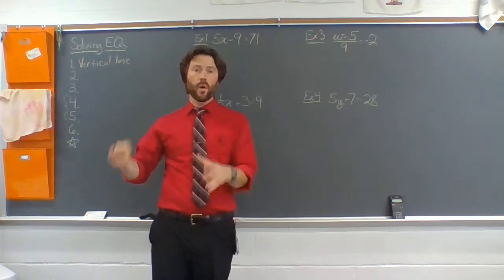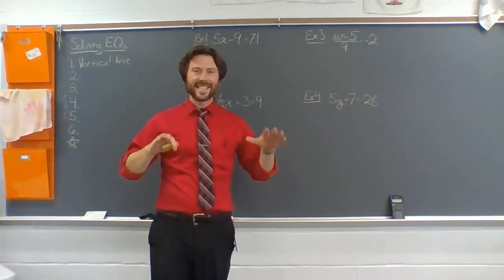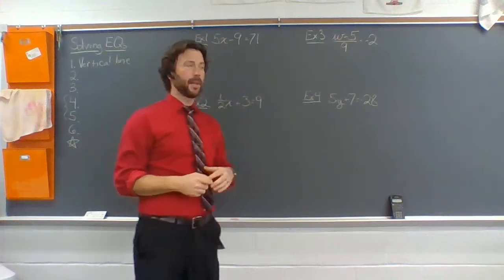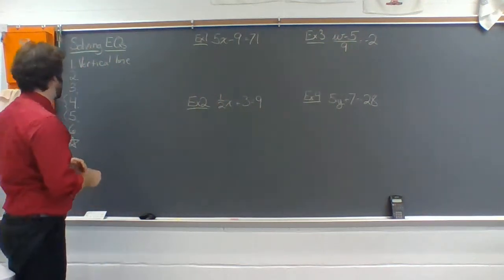Because whatever we do to one side of an equation or an inequality, we need to keep in mind that we have to do the exact same thing on both sides. That vertical line helps us make sure that happens. So draw that vertical line right down the center of the equation.